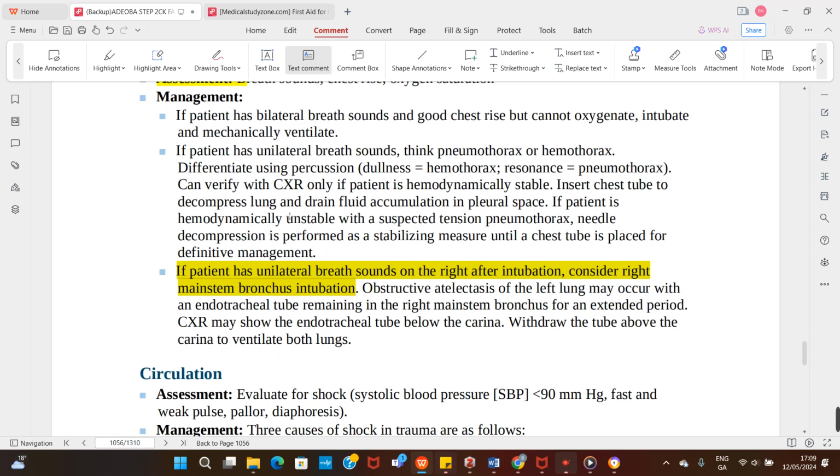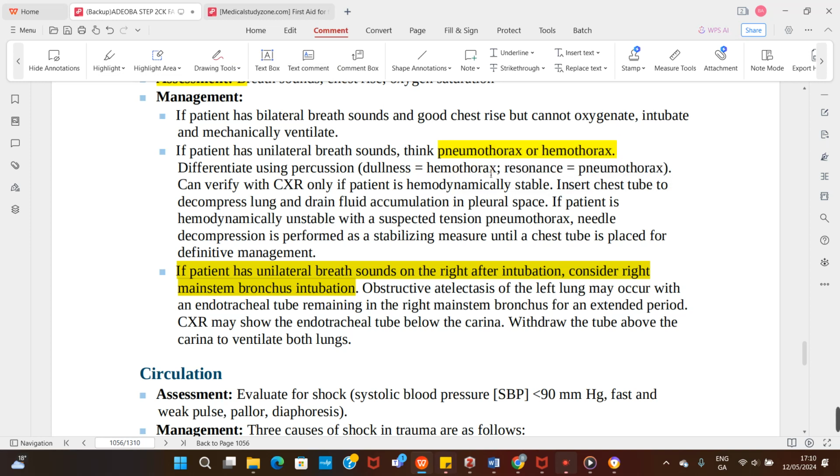So if a patient has unilateral breath sounds, very, very important stuff. If the patient has unilateral breath sounds, you have to think of either pneumothorax or hemothorax in a trauma setting, right? Unilateral breath sounds. It's either of these two. Like they like talking about it a lot. And of course, we know what to do to differentiate between them.